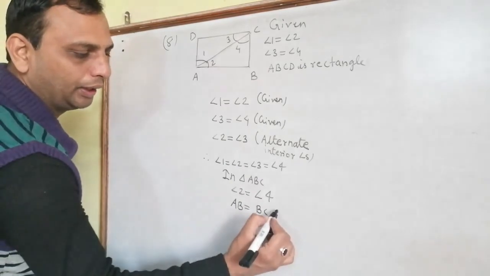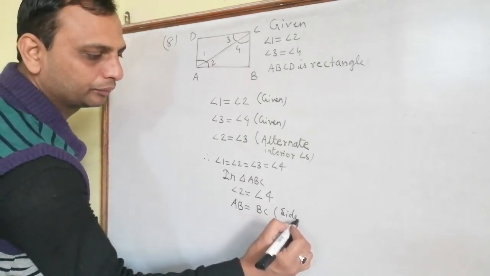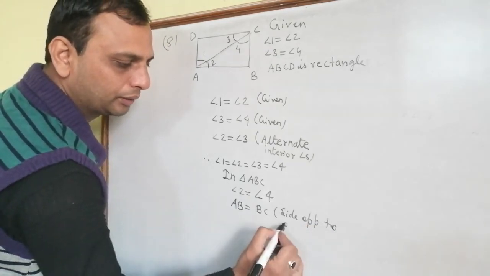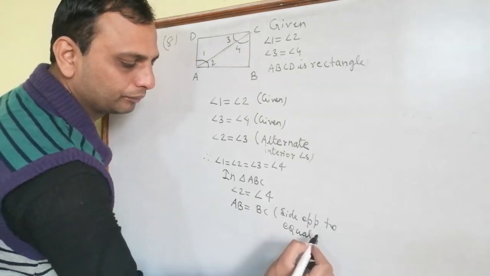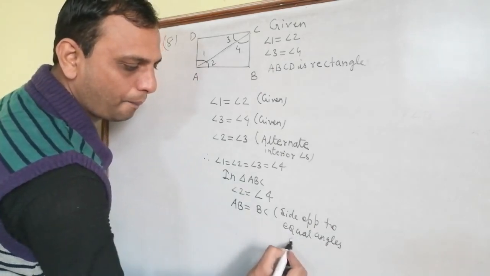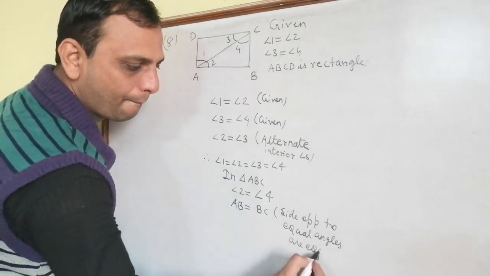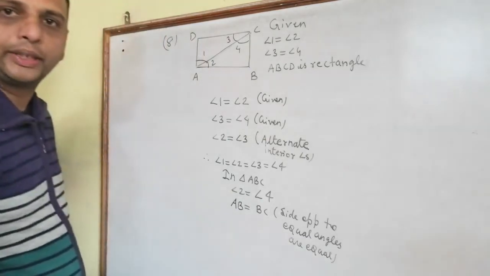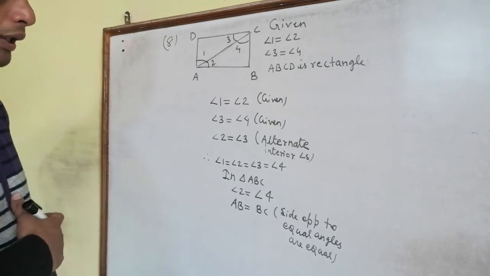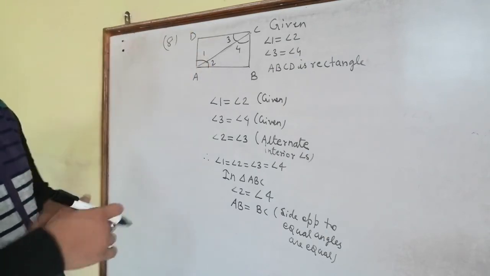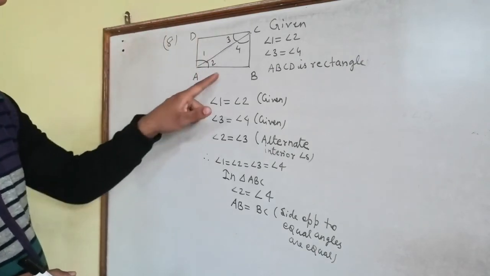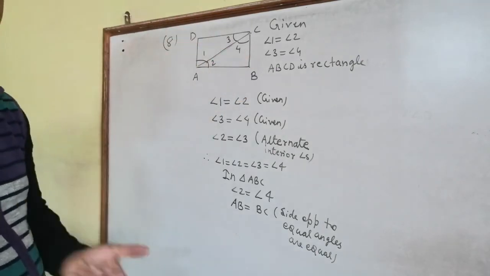BC. And here write the side opposite to equal angles, side opposite equal angle are equal. Now this 2 is equal to 4. Its opposite sides are already given equal. Means AB equal to DC given, AD equal to BC given. Now AB equal to BC I proved. That means now all sides become equal.